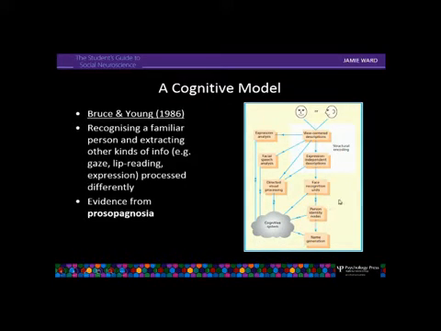What's the evidence for this? Well, obviously, we'll talk about various neuroscientific evidence. Some of the earliest evidence came from a clinical condition called prosopagnosia. The idea here is that people lose the ability to recognize familiar faces. So they have damage somewhere here, but they can perform to a greater or lesser degree this process here. So let's have a look at a case.